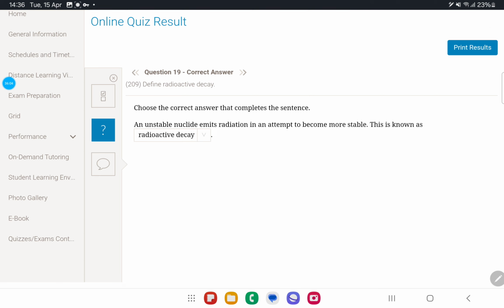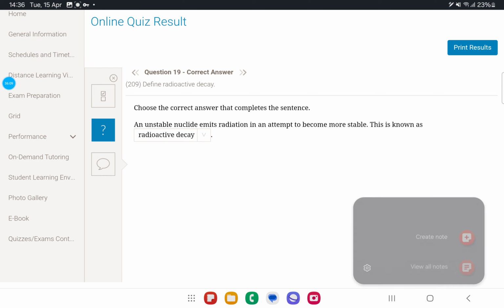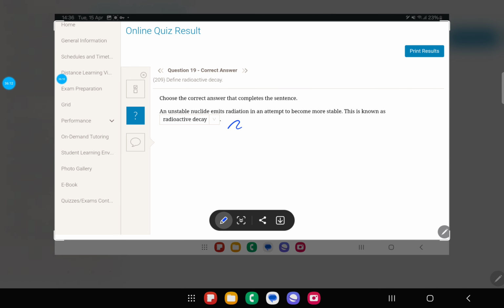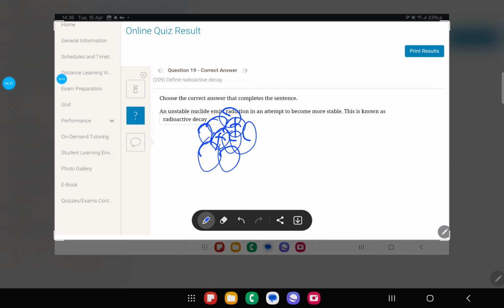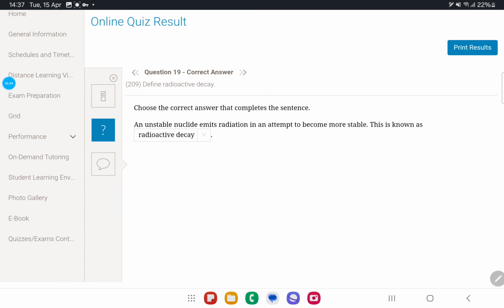Question 19. An unstable nuclide emits radiation in an attempt to become more stable. This is known as radioactive decay. Like I said, when in the nucleus protons and neutrons are huddled up, when there are too many, it becomes an unstable nuclide, right? So they need to become more stable, and they do it by a process called radioactive decay, which is basically kicking out some protons and neutrons. Decay just basically means kicking out, like I said in the other question.